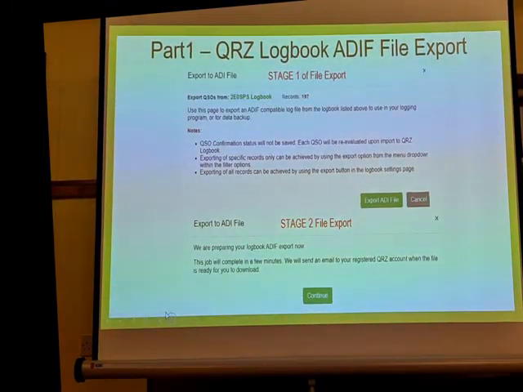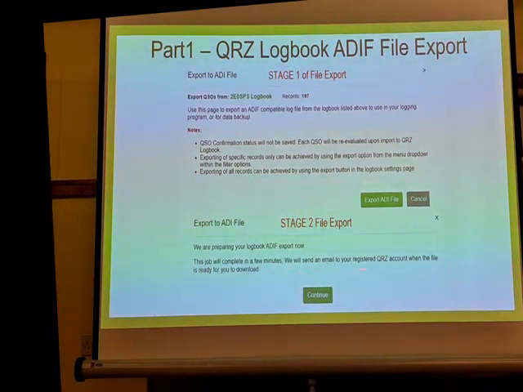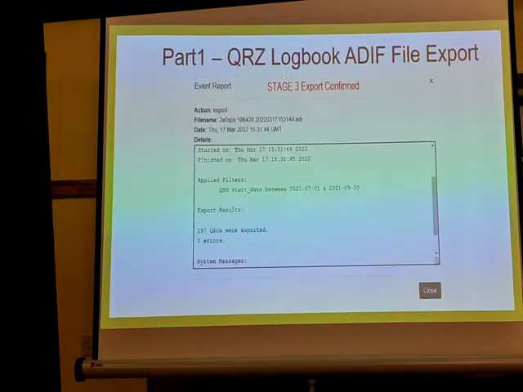So once you press that button, the first stage you'll get is just a confirmation that you're going to be exporting from this logbook. That's the amount of records and some additional information here. Once you hit this button, then you get the next bit of information to tell you that QRZ is preparing your ADIF log. And then if you press continue, you can also request or view just to confirm that the log you've downloaded is okay.